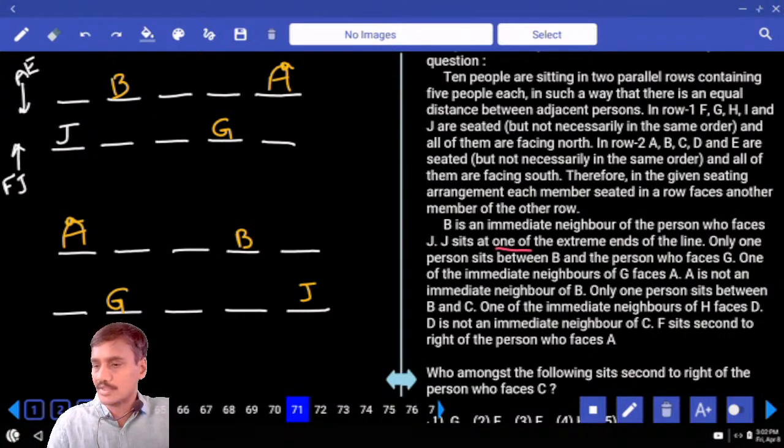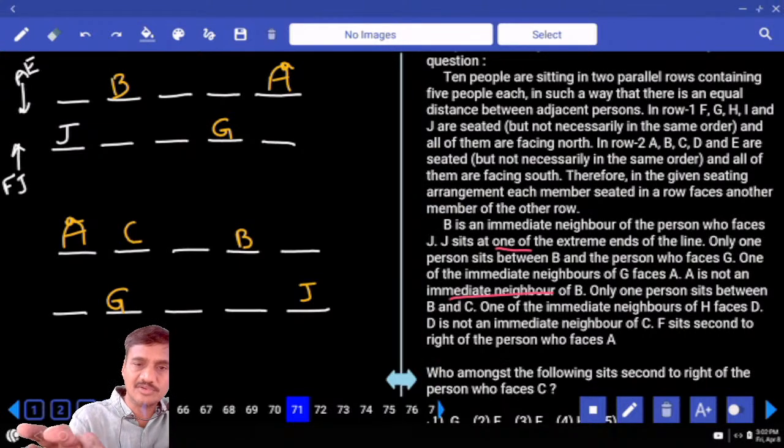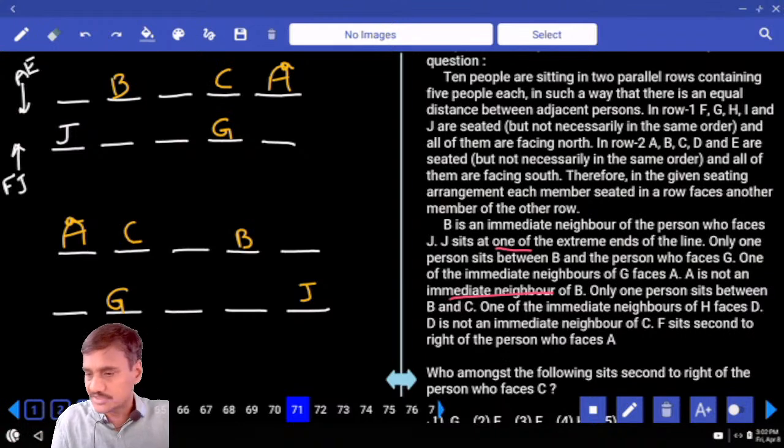And next one, only one person between B and C. Now between B and C there must be exactly one person.